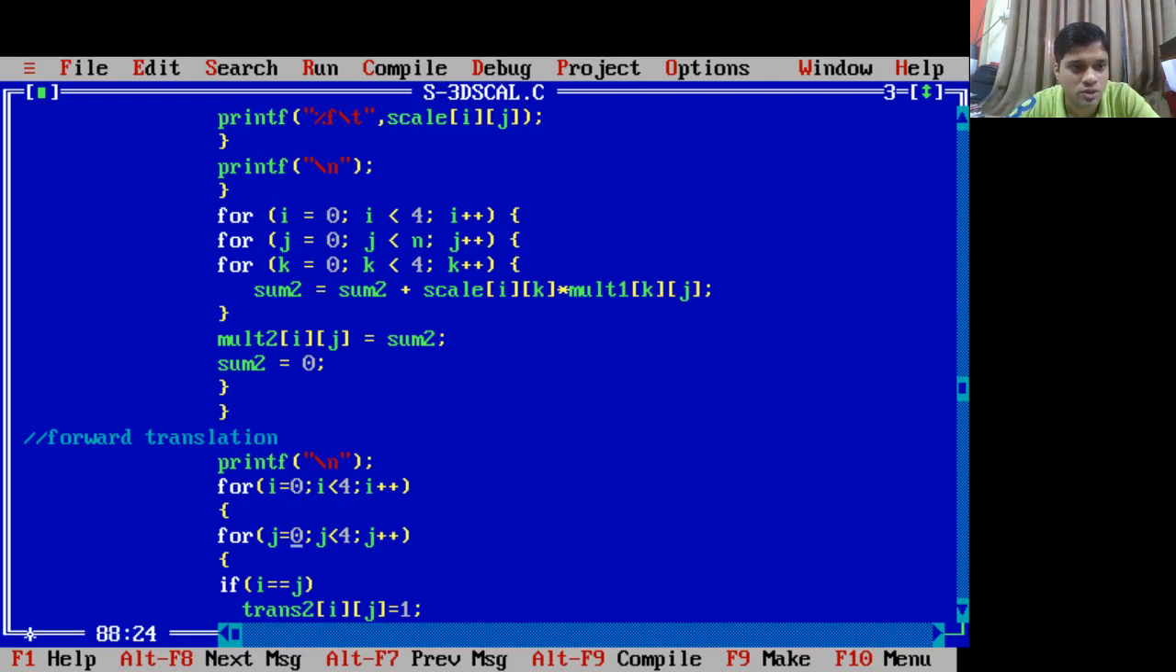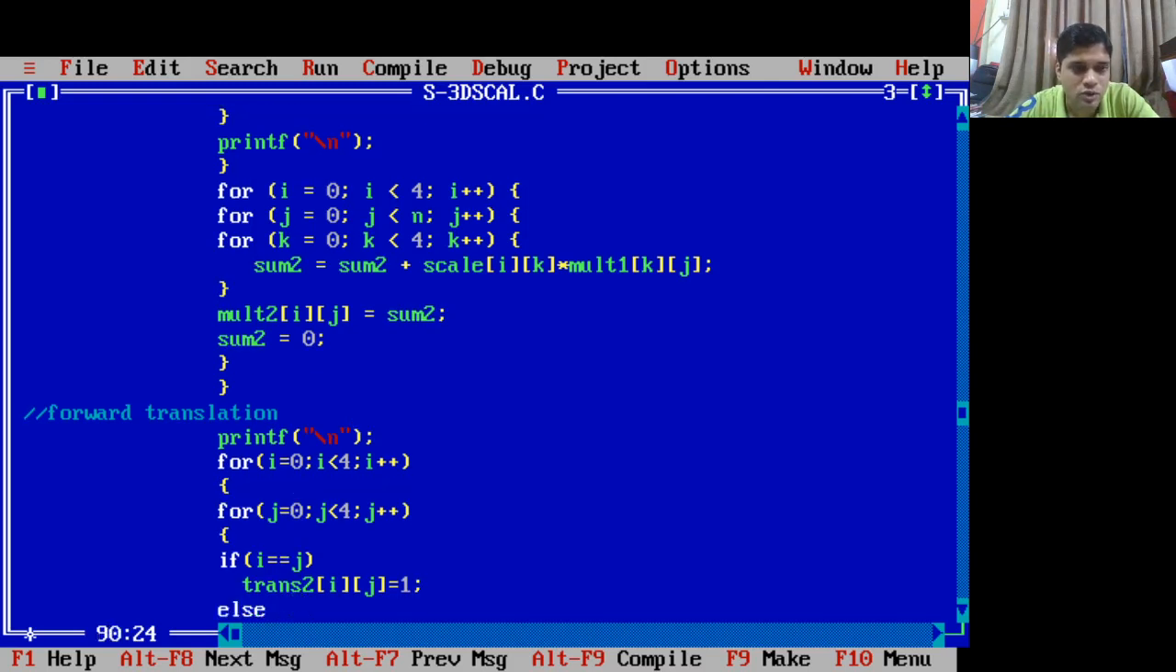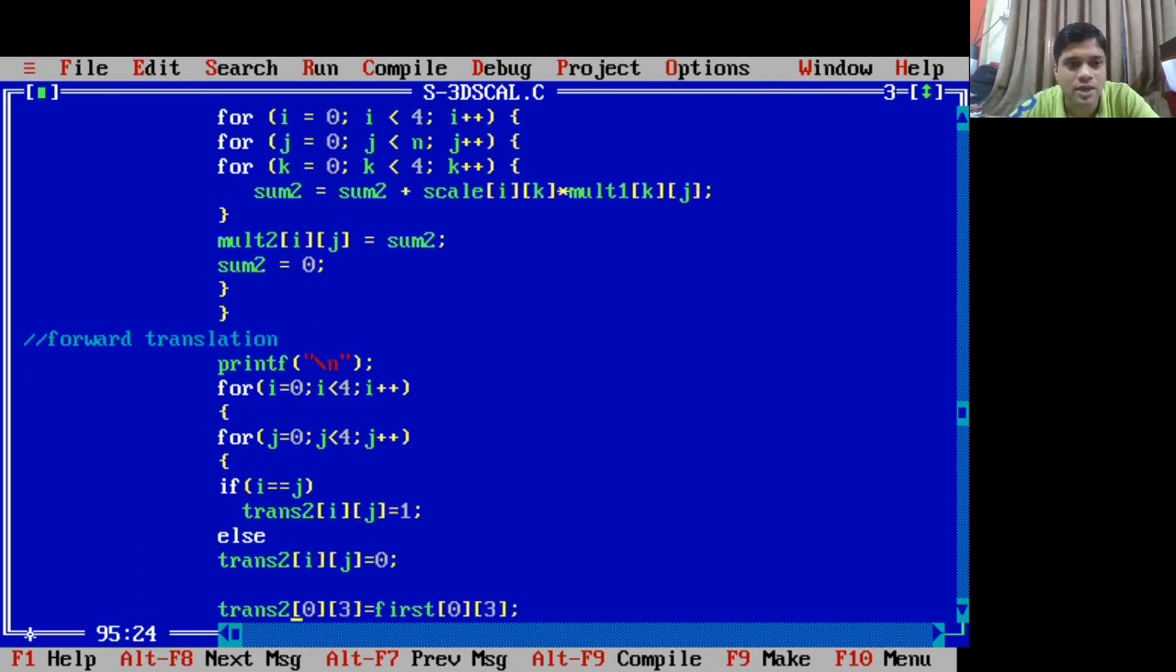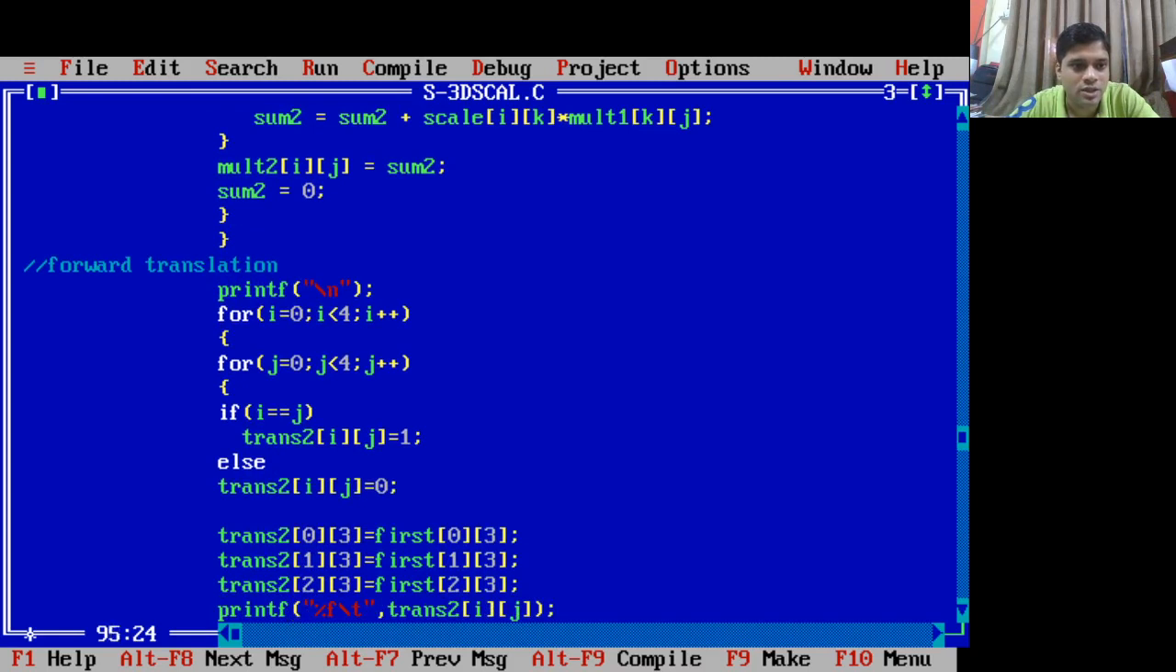So two for loops, and wherever i equals j, I will assign it 1. So all the diagonal elements will become 1 and all other elements will become 0. Then I have to assign the 1,4, 2,4 and 3,4 positions in the original translation matrix. So here trans 2 of 0,3 will be first of 0,3. See, this object matrix is stored in the first array, so that is still in existence, so we can still assign.